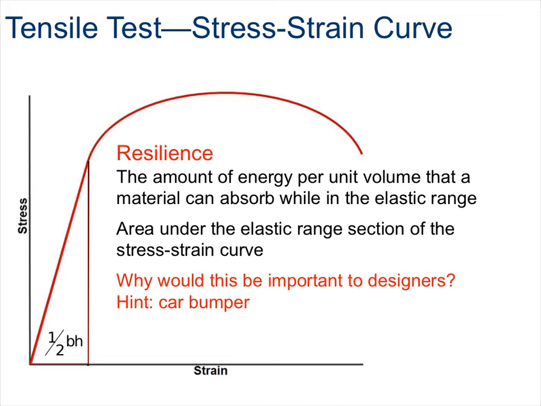To calculate the modulus of resilience, we take 1/2 times the yield stress times the yield strain. An easy example to understand the modulus of resilience is to think in terms of a car bumper. A car bumper is made so that it can absorb energy upon impact. Well, we want to know how much impact that car bumper can withstand before it's permanently deformed.